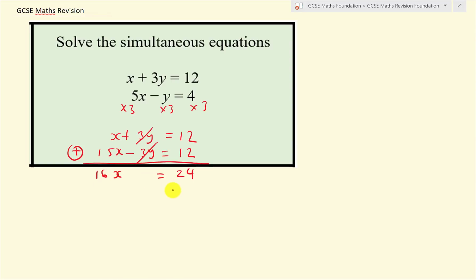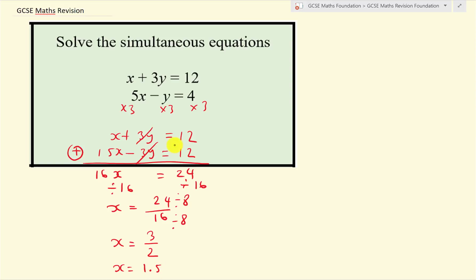Now I've got an equation, 16x equals 24, divided by 16 both sides. That will give me x is equal to 24 over 16. So we can divide top and bottom by 8 to simplify the fraction. x is equal to 3 over 2. You can change it into decimal. x is equal to 1.5.